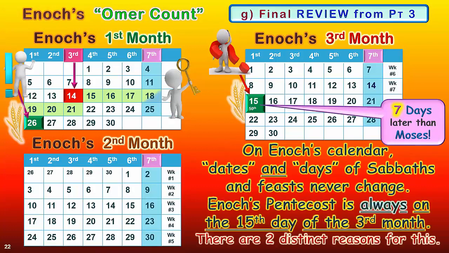On Enoch's calendar, dates and days of Sabbaths and feasts never change. Enoch's Pentecost is always on the 15th day of the third month, and there are two distinct reasons for this. And also, you see this lock? This is a fixed calendar. It does not move, it does not change. That's their Enoch's requirement for these dates. The Wave Sheaf is always on the 15th of the third month. That's not scriptural, by the way, but let's look at it.